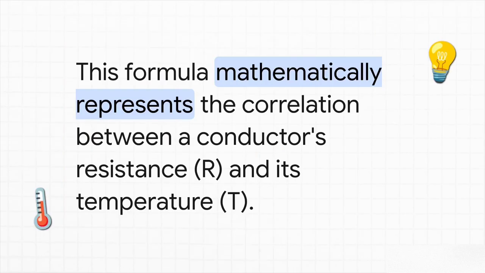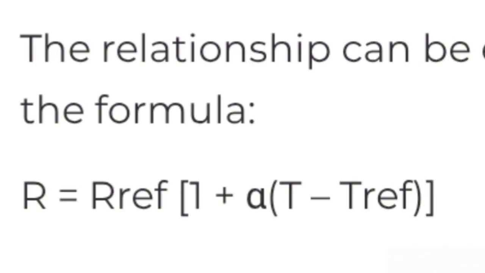This physical principle gets boiled down into this simple yet really powerful equation. Basically, what it's saying is that the resistance right now is equal to some known reference resistance that we've already measured, but adjusted based on how much the temperature has changed. So if we can measure the resistance in real time, we can solve for the temperature. This little formula is the mathematical engine behind the entire indirect method.